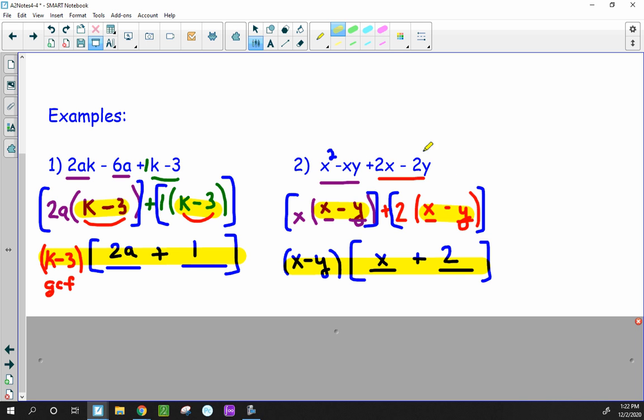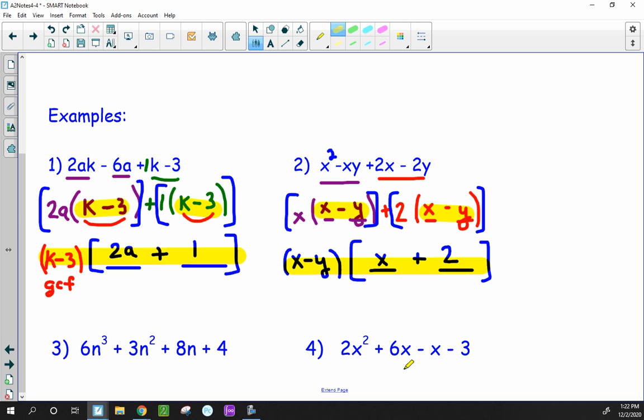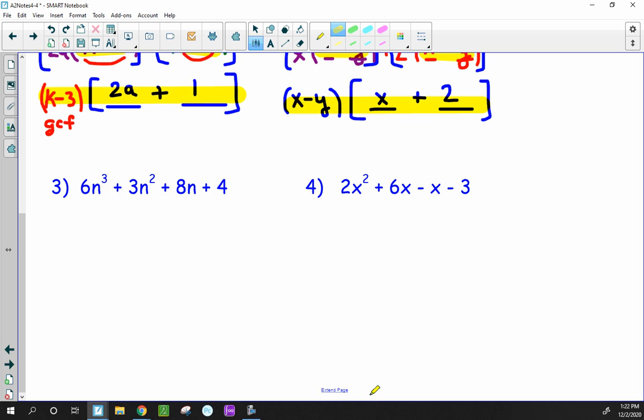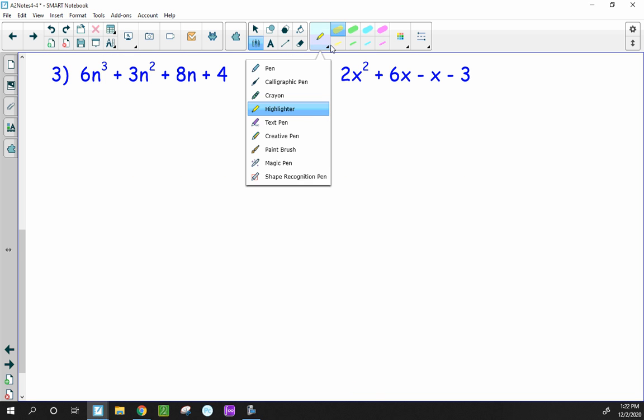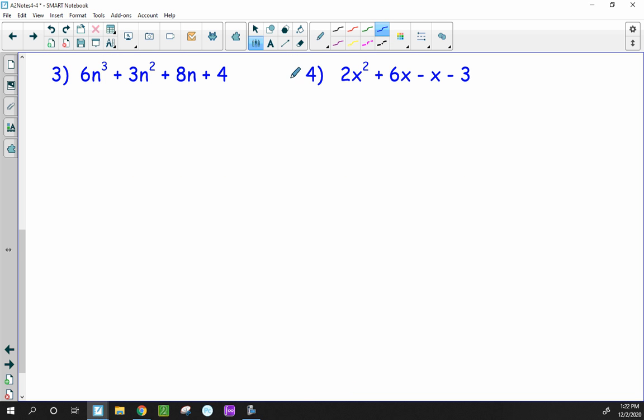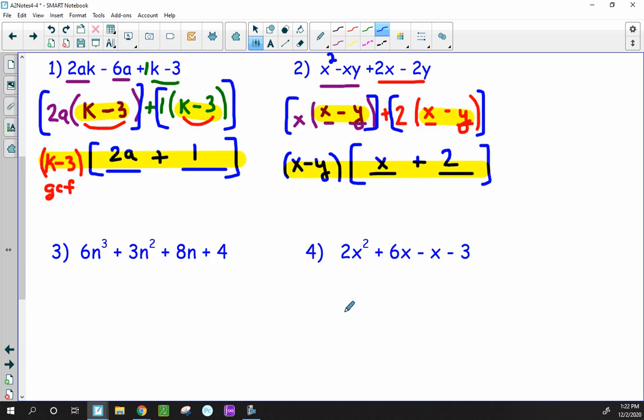Or, if you do it differently than I do and you rearrange it, then your answer may be backwards. Maybe you have x plus 2 in front and x minus y behind. But again, that doesn't matter, and that's completely left up to you. So you have choices. All right, let's focus on number 3.